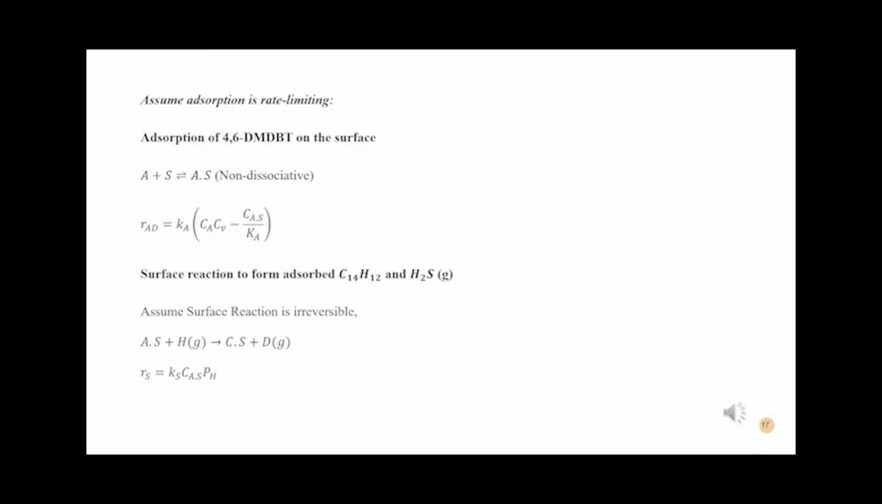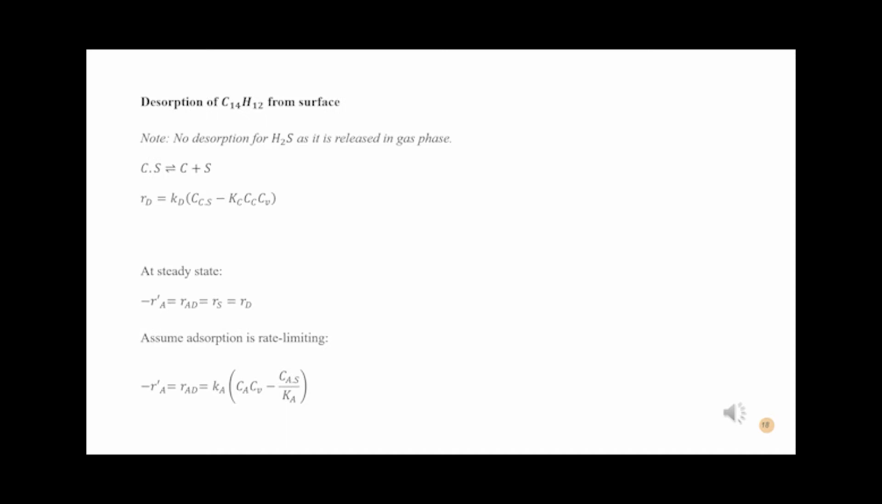Assuming adsorption is rate limiting, the equation for adsorption is derived based on the assumption that it is non-dissociative. Then, assuming an irreversible reaction, the equation for surface reaction to form adsorbed C14H12 and hydrogen sulfide is derived. Next, the rate equation for desorption is derived for the C14H12 compound. H2S is released in the gas phase, hence there is no desorption for H2S. As adsorption is assumed to be rate limiting, the rate of adsorption is equal to the rate of reaction.